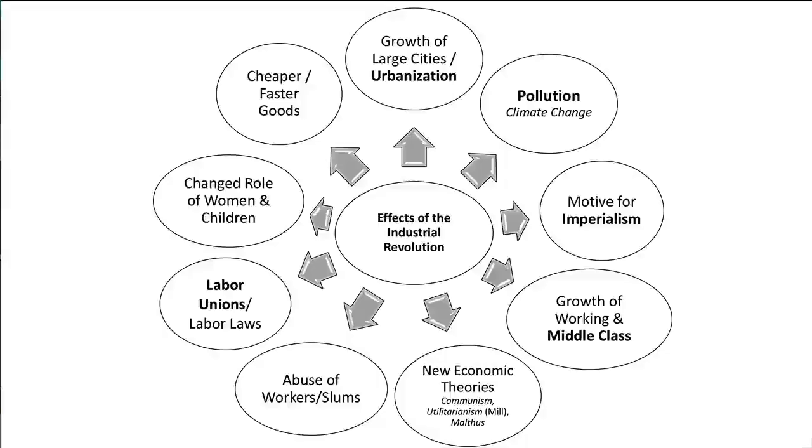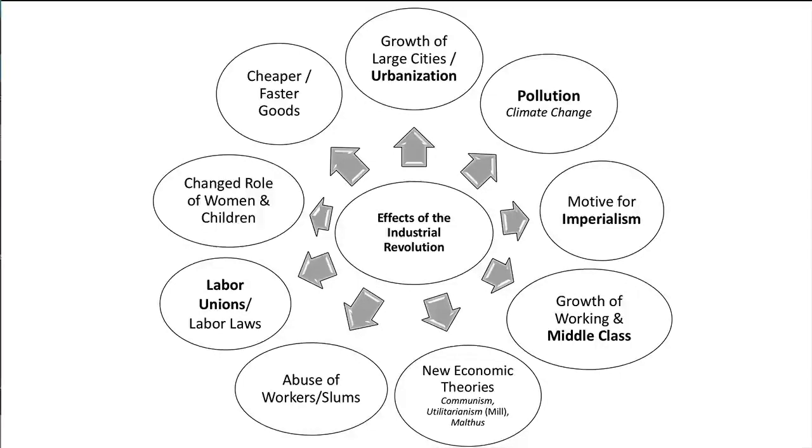All right, the effects of the Industrial Revolution, and there are many of them, as you can see. Let's start at the top, and then we're going to go around clockwise. So the first one we're going to talk about is, again, as I said, the growth of large cities with urbanization, that the places are going to get much more crowded, overcrowded. There's going to be disease, and there's going to be, like I said, severe overcrowding. People are going to live in tenements, so on and so forth.